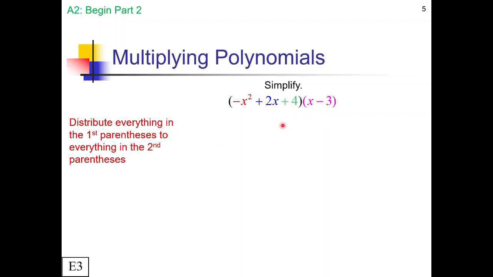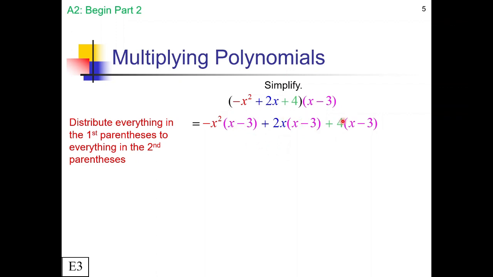Now, if you want to write all this out exactly what's happening, we've basically got negative x squared times x minus 3. We've got a plus 2x times x minus 3, so each of these things getting distributed, and then 4 times x minus 3. So we have to do all these multiplications. So pause the video, see if you can take this the rest of the way, multiply, combine like terms, all that sort of stuff.